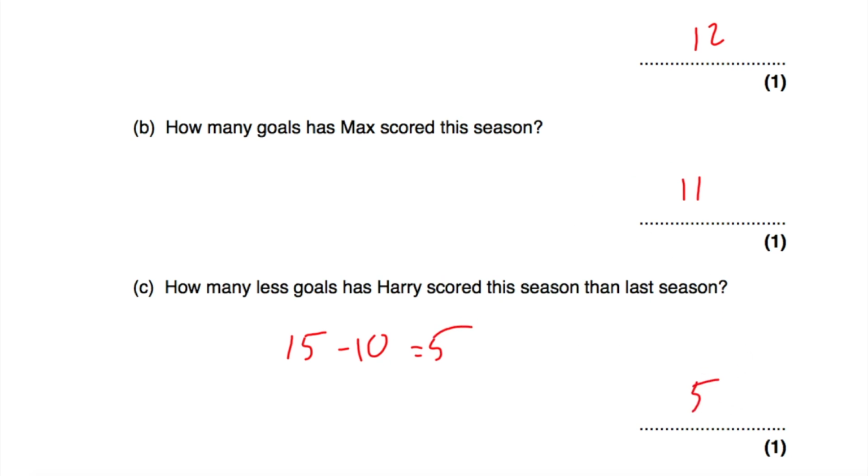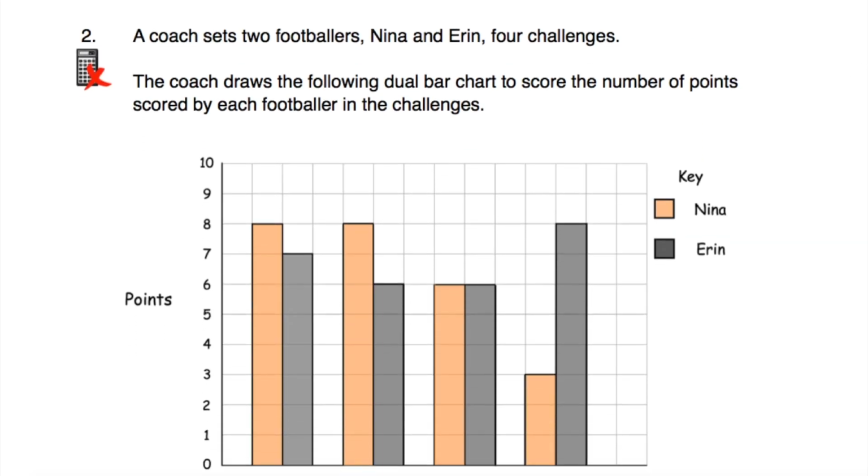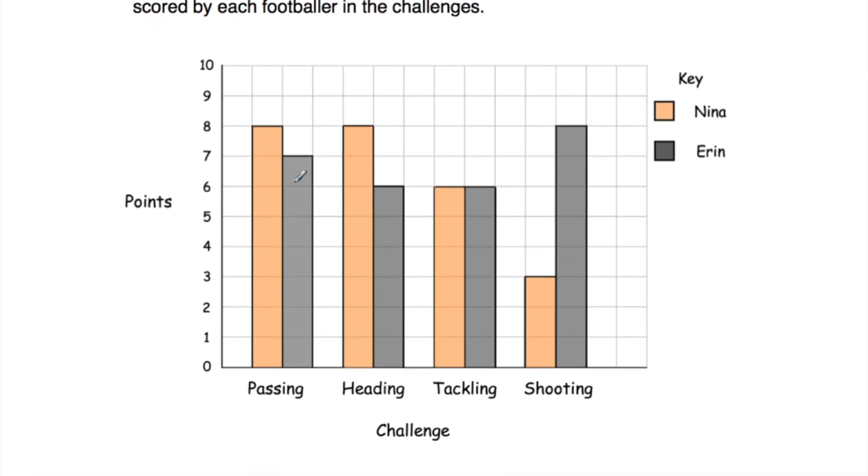Okay, let's have a look at our next question, question number 2. Question number 2 says a coach sets 2 footballers, Nina and Erin, 4 challenges. So they've been given these challenges, and the coach draws this dual bar chart to show the number of points scored by each footballer in the challenges. So here in orange, that's Nina. Each of the orange bars is Nina, and in grey, that's Erin. And we've got 4 challenges: passing, heading, tackling, and shooting. And we've got the number of points going up vertically, 0 to 10.